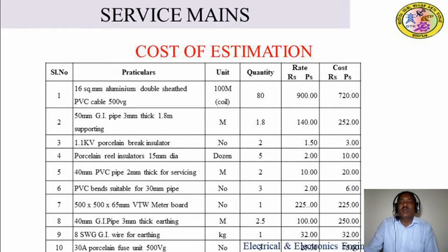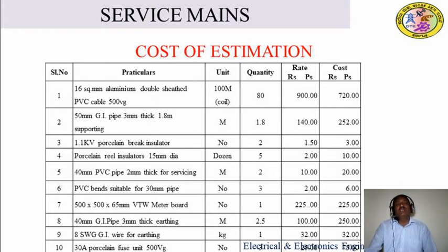So again you have to calculate: 100 meters is equal to 900 rupees, means 1 meter is equal to how much? 1 divided by 100 into 900. That gives the per meter cost. That per meter cost you have to multiply by 80 meters. So you will get 720 rupees as the total cost of the 80 meters.